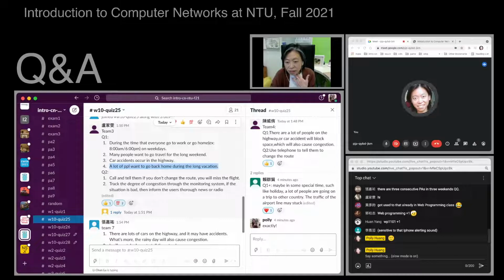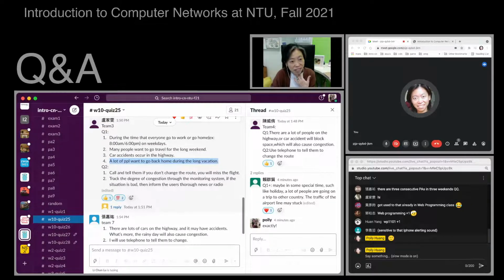Oh, okay, so Jiawen here has 2 solutions, in fact. Okay, one is just to call the fellow drivers, ask them to change routes. The other is to track the degree of congestion through the monitoring system. If the situation is bad, then inform the users through news or radio. Oh, interesting.